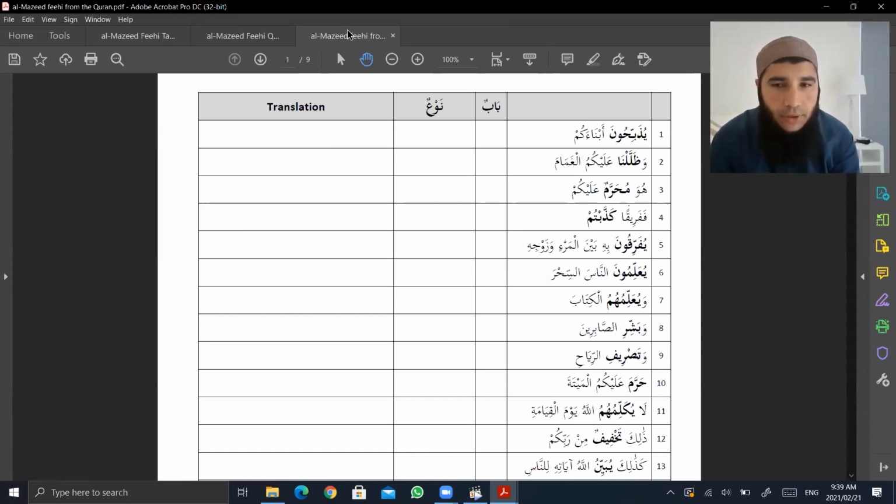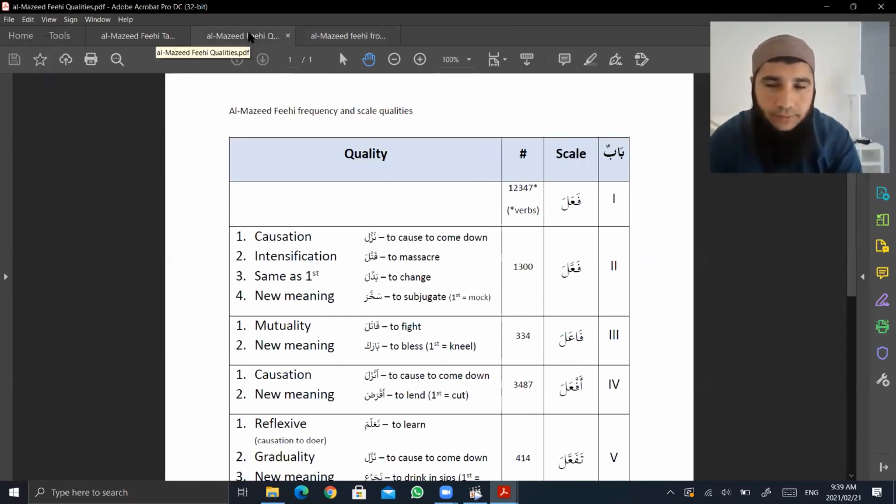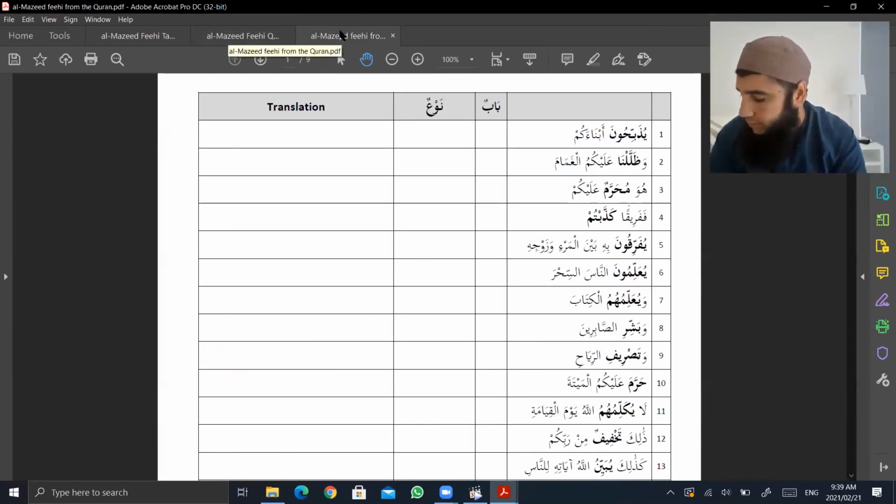Question, Bismillah. Last week you showed us that table that says there's 4 qualities for the scale. Right. So then I looked in the dictionary for this word under the root letters, and then you must just look for Roman numeral 2, correct? Correct. And then it just says to separate. So I'm not sure how to identify whether it's causation or whether it's intensification, whether there's a new meaning or what. Because it just said to separate, so I didn't actually put the word cause in the translation.